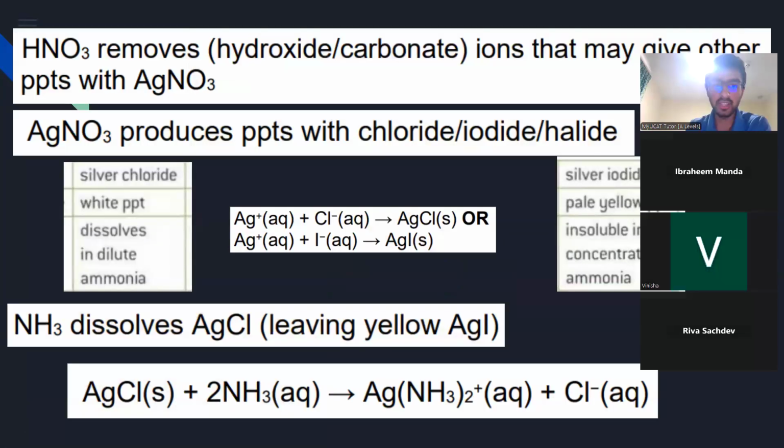What are the equations? Pretty self-explanatory. So we've got Ag+ + Cl- → AgCl, Ag+ + I- → AgI. Notice you only actually needed one of them on the mark scheme to get the mark for the equation. And the second equation, you have to show that it's dissolving. So you're going to show AgCl and it becomes [Ag(NH3)2]+(aq).